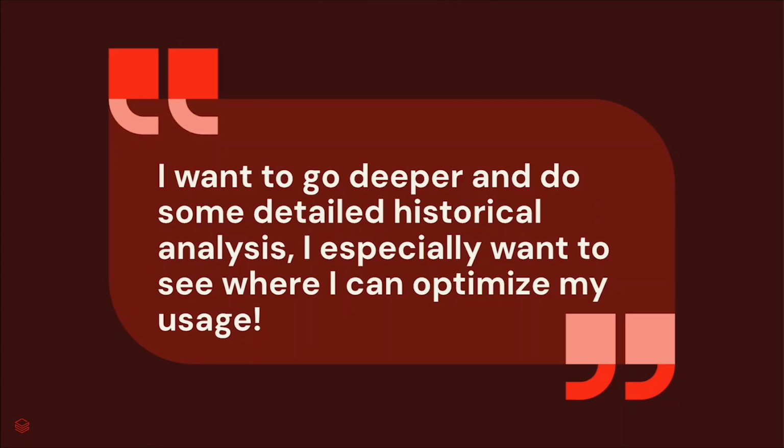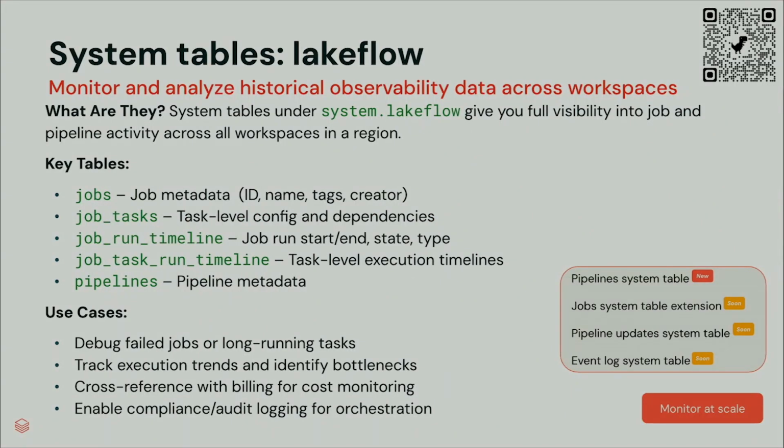We've worked our way all the way down to the root cause analysis from the chart we saw in the beginning. But sometimes I have many workspaces that I need to keep an eye on and I want to do analysis on. I don't want to have to do this for every single workspace in isolation. If I want to go deeper into some historical analysis and optimize my usage, for example, I can use system tables. So what are system tables? They live in the system catalog, and they are by default available to admins, but you can, of course, also grant access to other users.